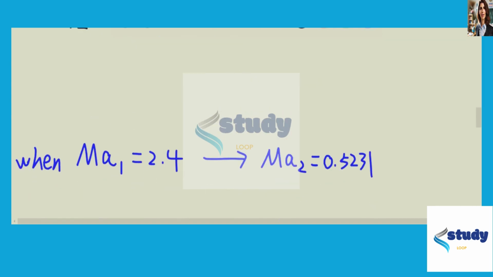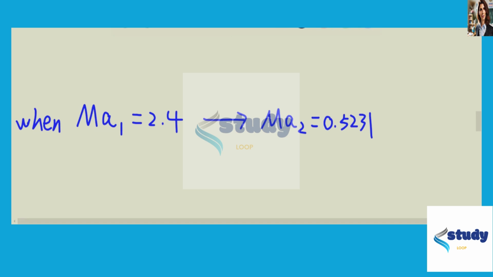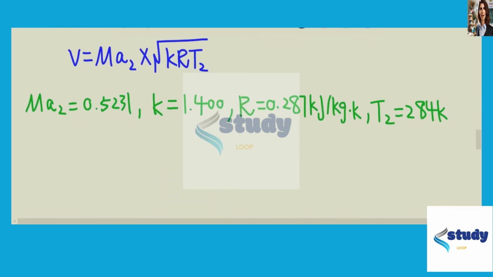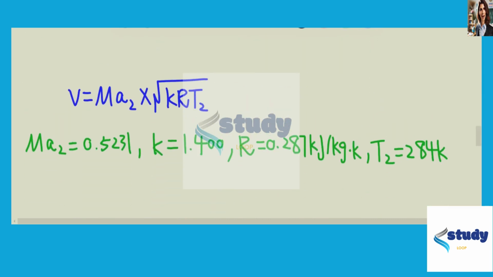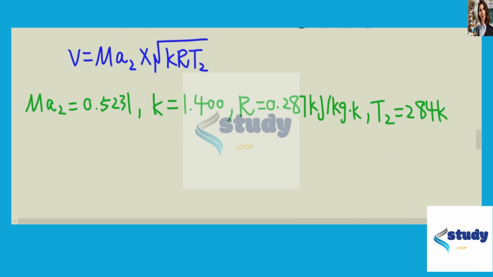So now let's take a look at the Mach number after the shock. If you take a look at table A33, since we know Ma1 is 2.4, therefore the Mach number after the shock, which is Ma2, should be equal to 0.5231. And then we can determine the velocity after the shock, which is equal to Ma2 times square root of kRT2. So we know the gas constant is 0.287 kilojoule per kilogram Kelvin for air.